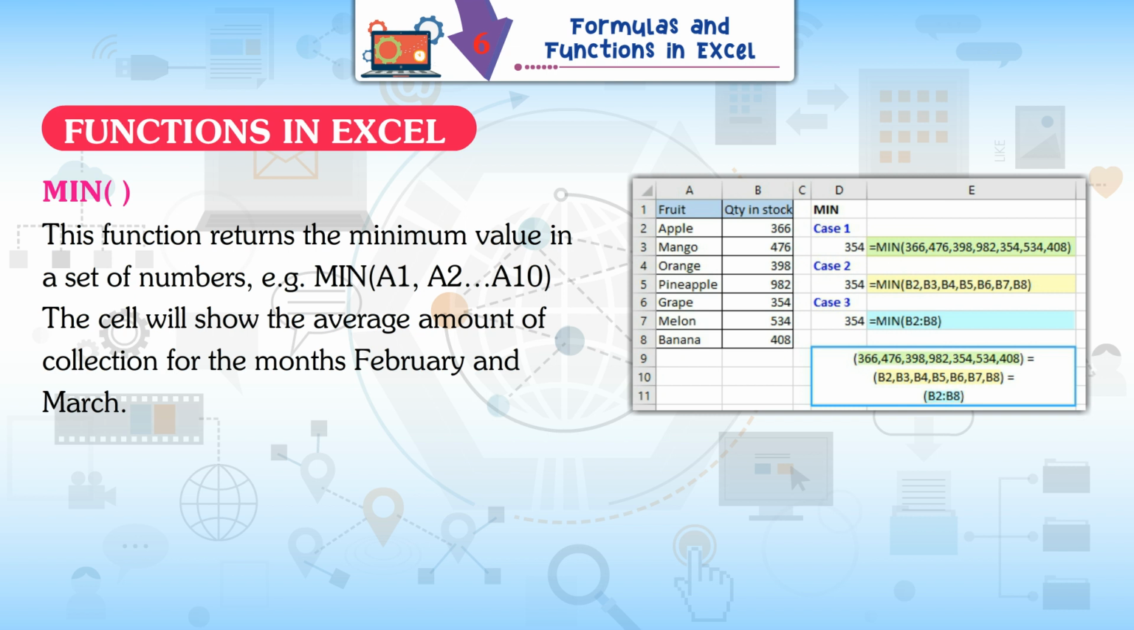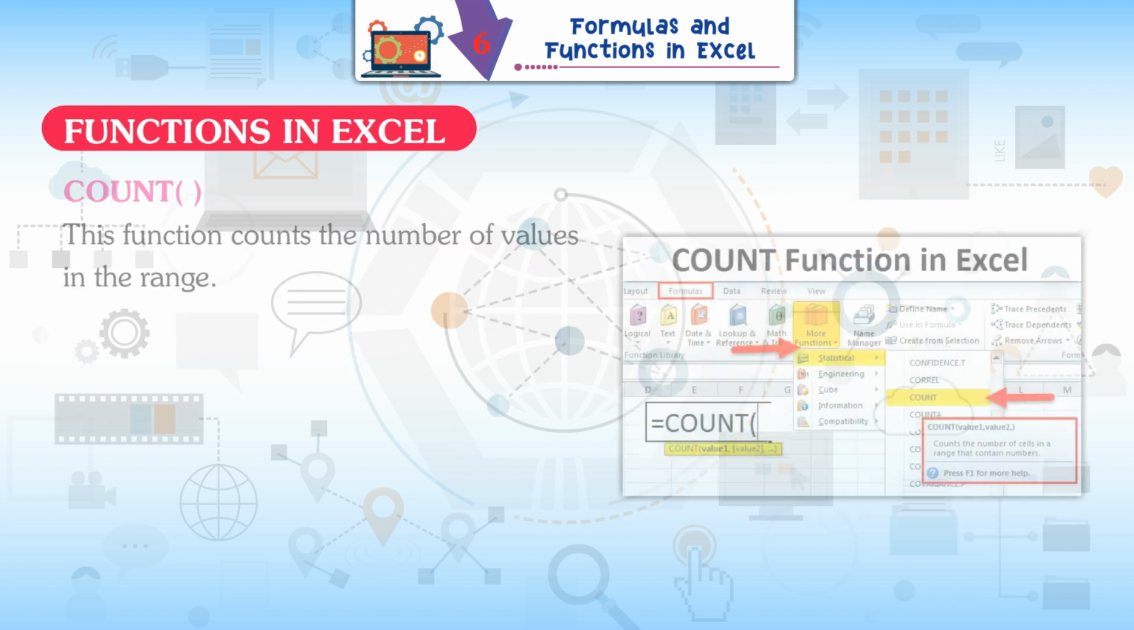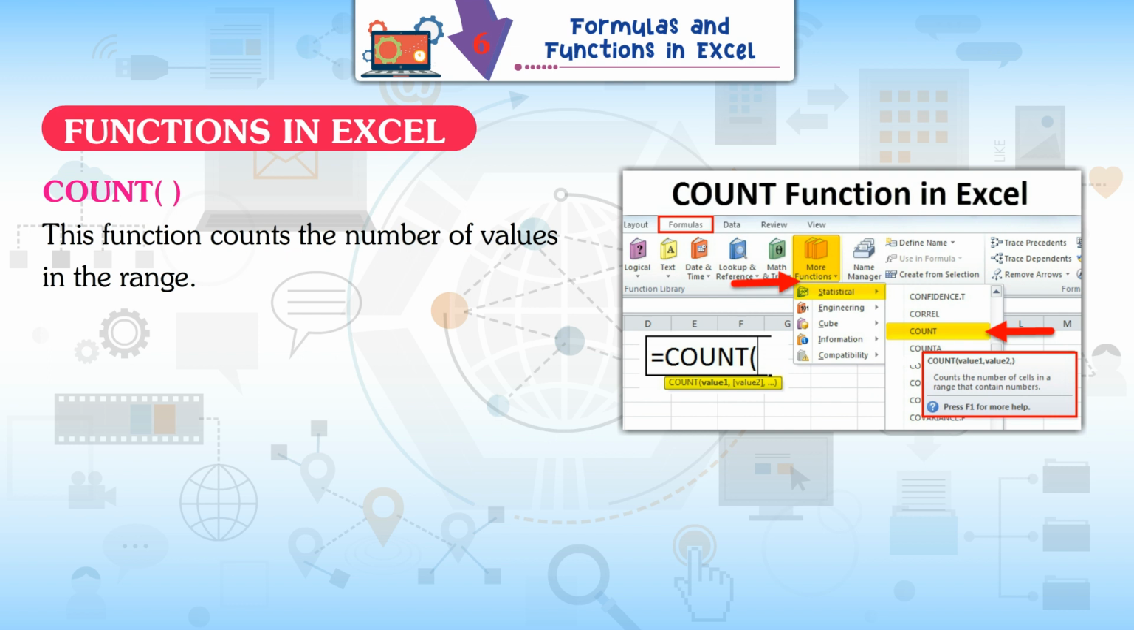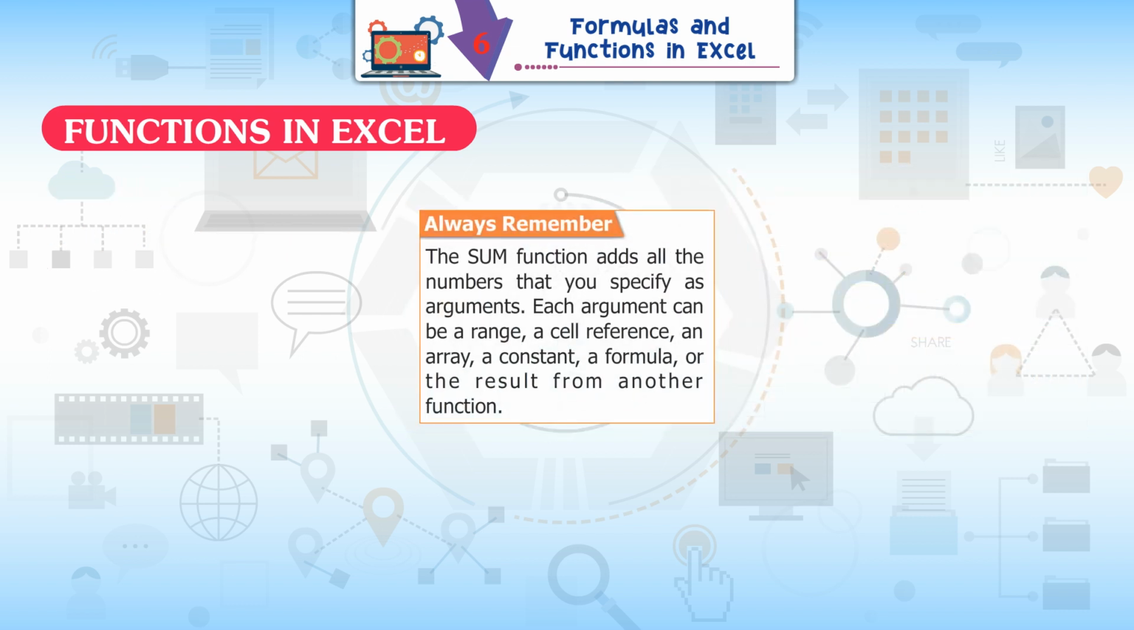The cell will show the average amount of collection for the months February and March. Count. This function counts the number of values in the range. Always remember, the sum function adds all the numbers that you specify as arguments. Each argument can be a range, a cell reference, an array, a constant, a formula, or the result from another function.